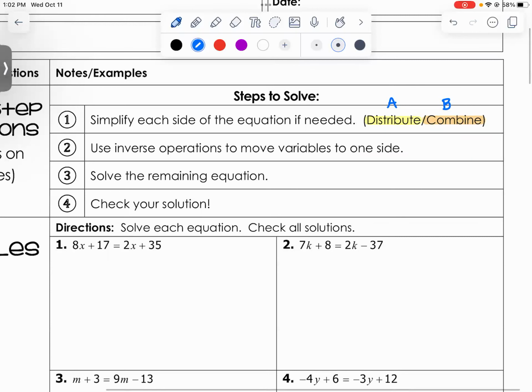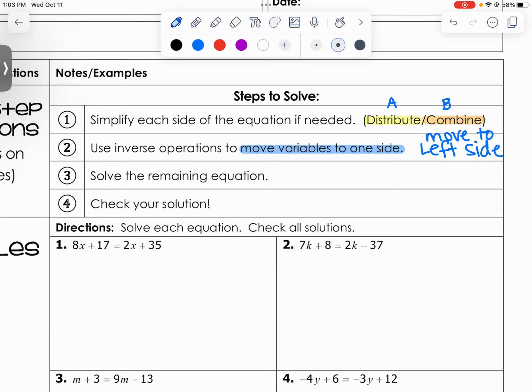Then we want our variable to be just on one side. I don't want a variable on both sides of the equation. I want it only on one side of the equation. So I'm going to ask that you move your variable to the left side.